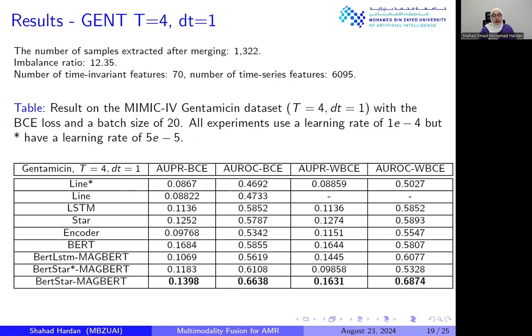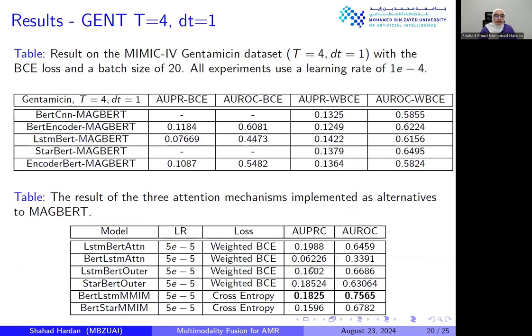We use different losses, binary cross entropy and weighted binary cross entropy, and cross entropy later. We will notice in this case, for example, the one in bold, that the weighted cross entropy had a better result because it's weighted, so it does take into account the imbalance in data. But this is using MAG-BERT, right? And we want to try different fusion mechanisms.